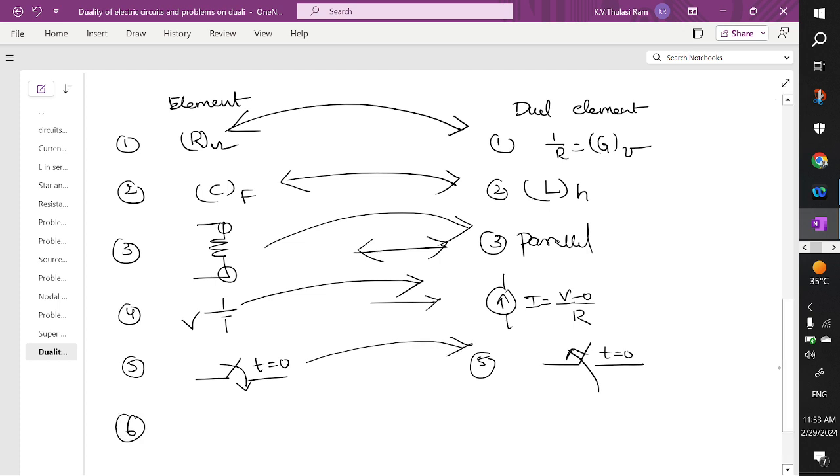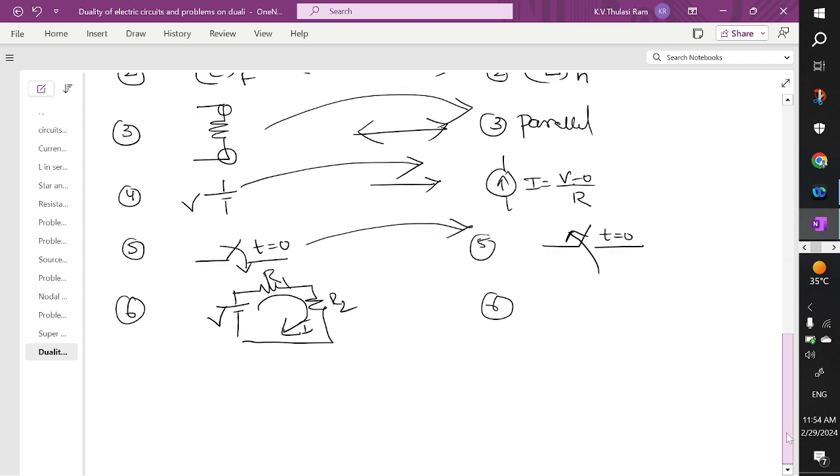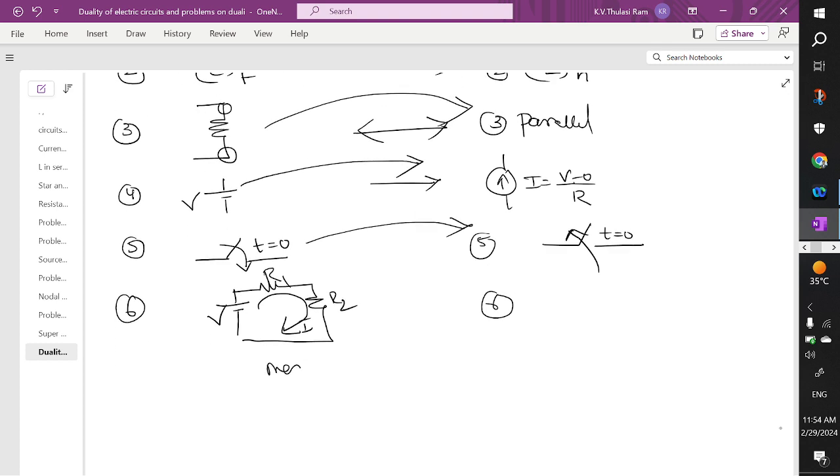So coming to the next dual network, here you have a mesh. So this is like one voltage source and resistance here. Here you have a mesh, a current of I. This is V, R1, R2, where I is called the loop current. Here you are going to perform mesh analysis. Here, in the same way, you are going to get nodal analysis.